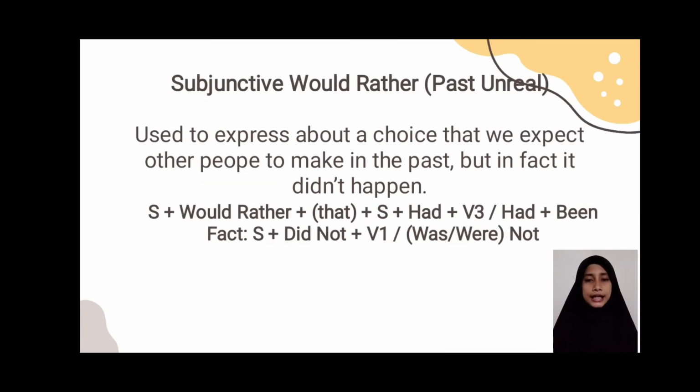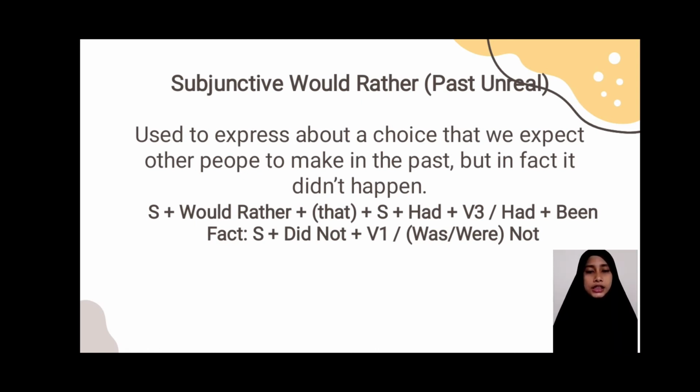Okay, the second is subjunctive would rather past unreal. We use the past perfect, had plus verb 3 or been, after would rather or would sooner, which has a different subject, to express a choice that we hope other people had made in the past, but in fact it didn't happen.